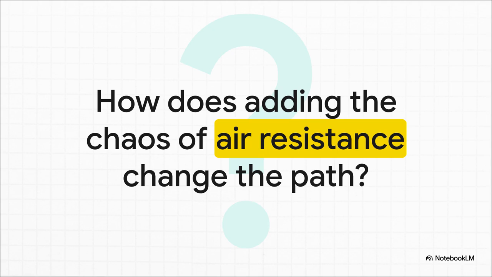Our entire beautiful, perfect, parabolic world assumes one huge thing, that we're throwing in a total vacuum. Now, it works incredibly well for heavy, slow objects, but what happens when you introduce the messy, chaotic force of air resistance? How does that change the secret code? Well, that's something to ponder for next time.